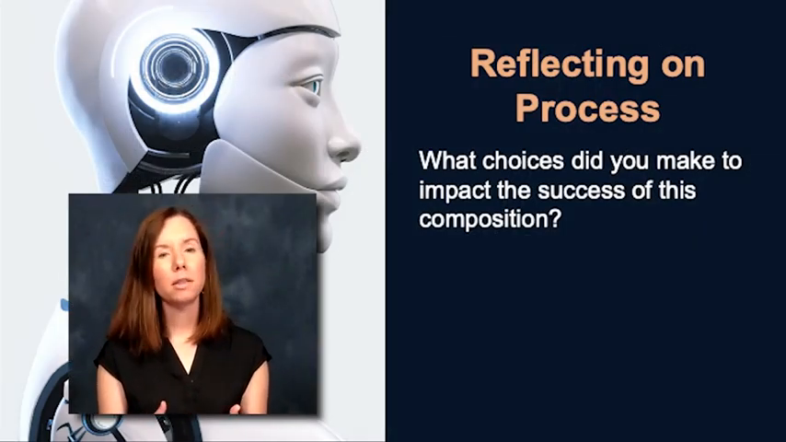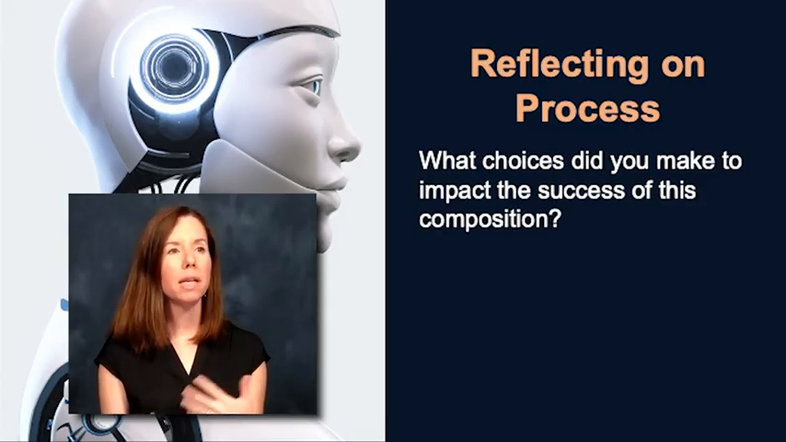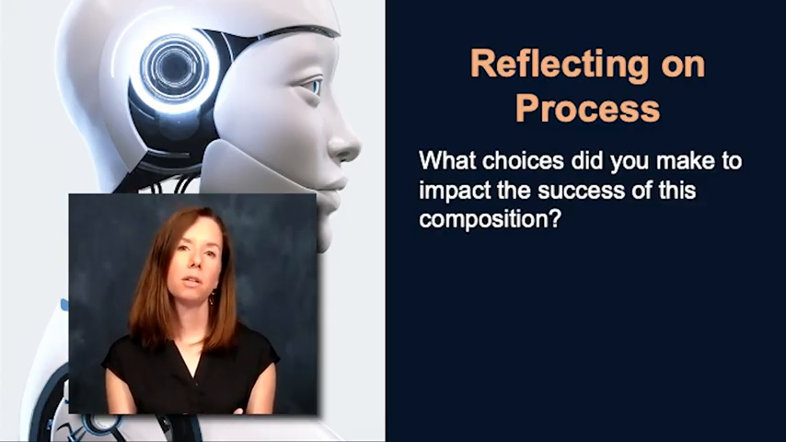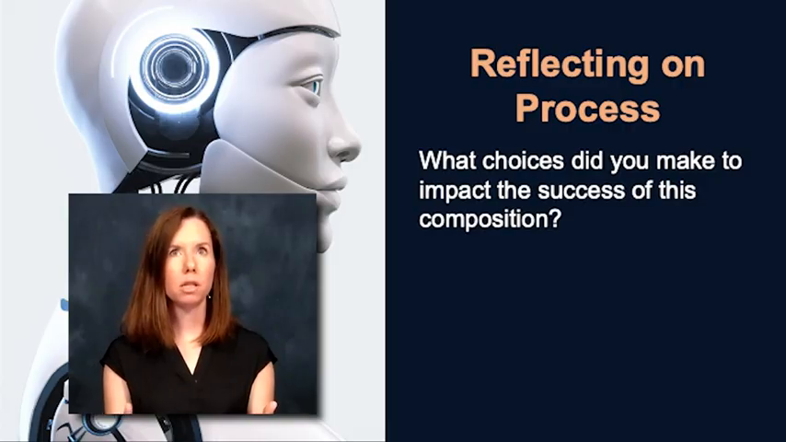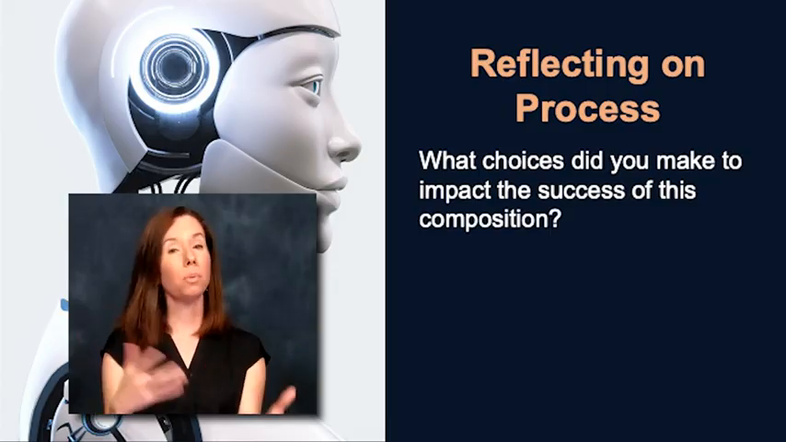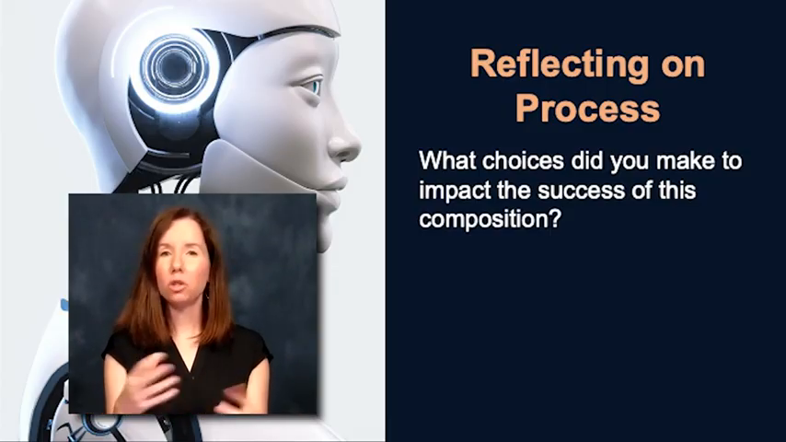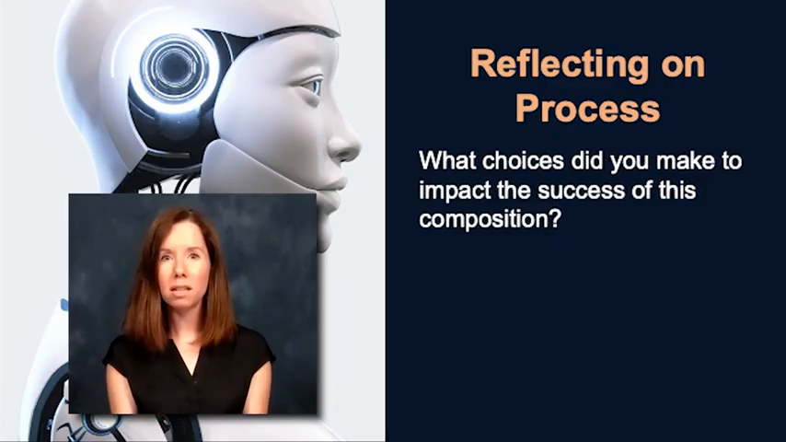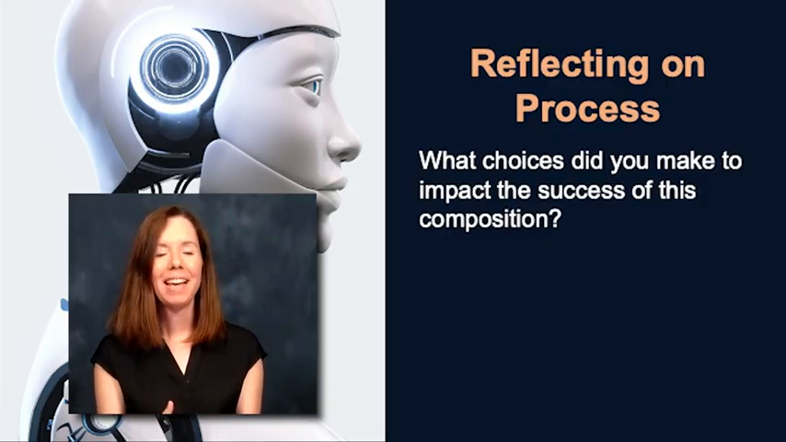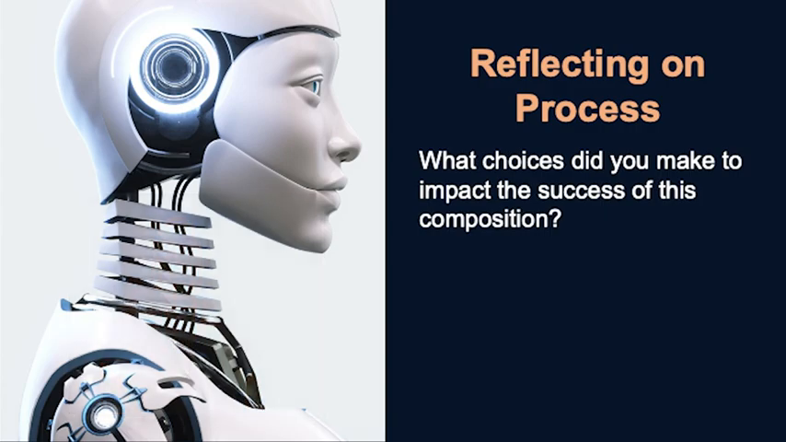There's a few ways that I'm asking students to reflect. The first is that they're reflecting on their process. So I ask them, what choices did you make to impact the success of this composition? For example, did you just copy and paste my assignment prompt into the artificial intelligence tool? Or did you do some prompt engineering first? And then once you got that output, did you iterate on it? Did you revise it? Hopefully, yes. And when students do this, they report that they're learning about writing.